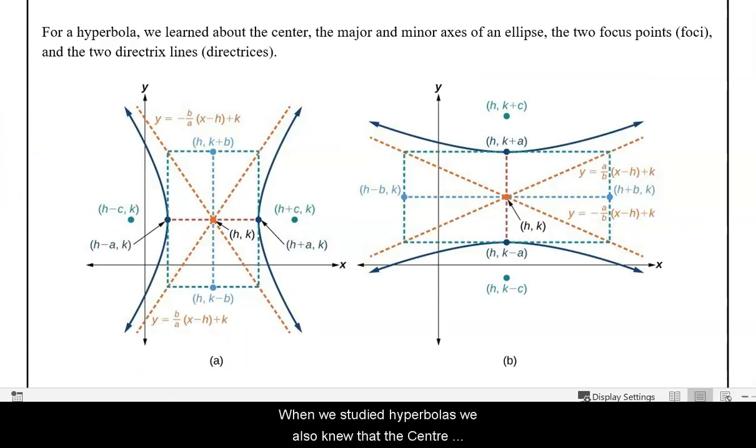When we studied hyperbolas, we also knew that the center was an important point and that it did have a major axis and a minor axis. The minor axis doesn't actually show in the hyperbola itself, but it's needed in order to draw it. The major axis is called the transverse axis.